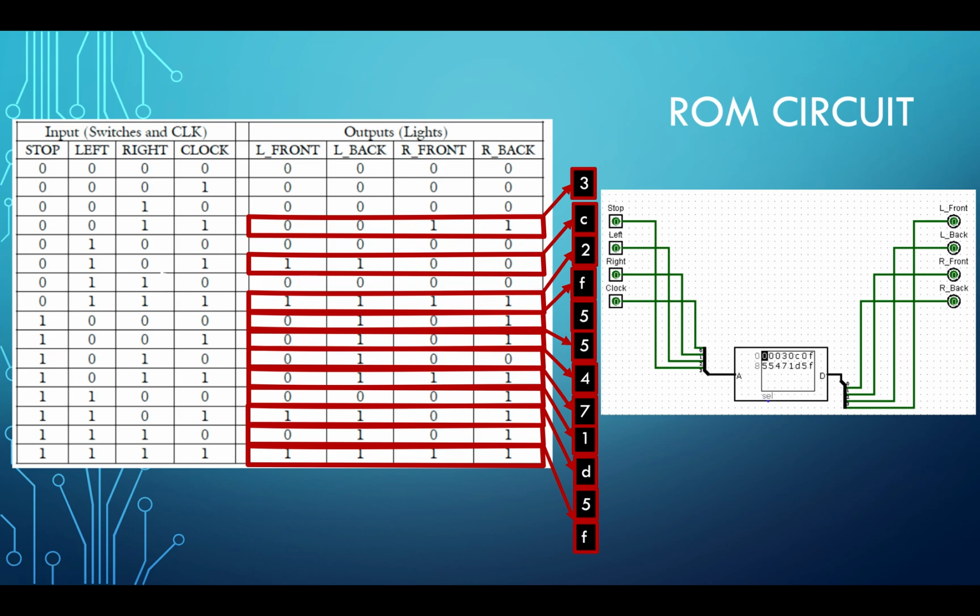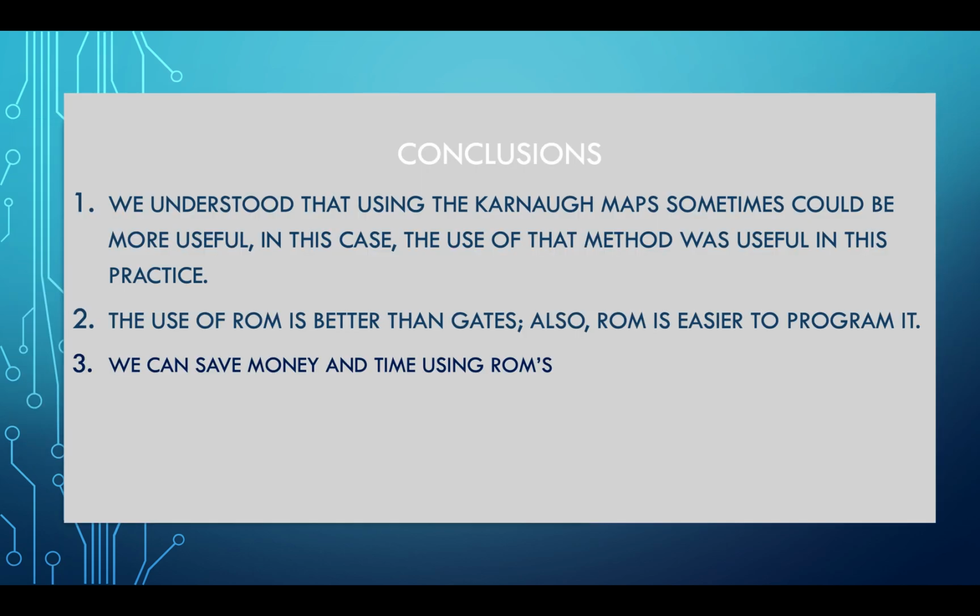In conclusion, we understood that using Karnaugh maps sometimes could be more useful. In this case, the use of that method was useful in the practice. The second conclusion is that the use of ROM is better than gates. Also, ROM is easier to program. And finally, we can save money and time using ROMs.